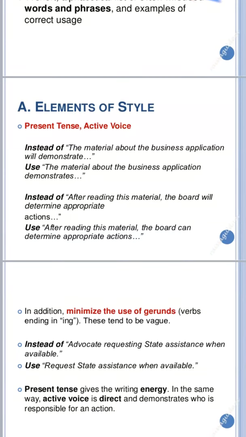So you will see how we have to convert this. The material about the business application demonstrates. Demonstrates is a word that falls under the category of present tense instead of future, so "will demonstrate" will be replaced with "demonstrates." Similarly, the second statement: "After reading this material, the board will determine appropriate actions." "After reading this material, the board can determine appropriate actions." So it is again replaced.